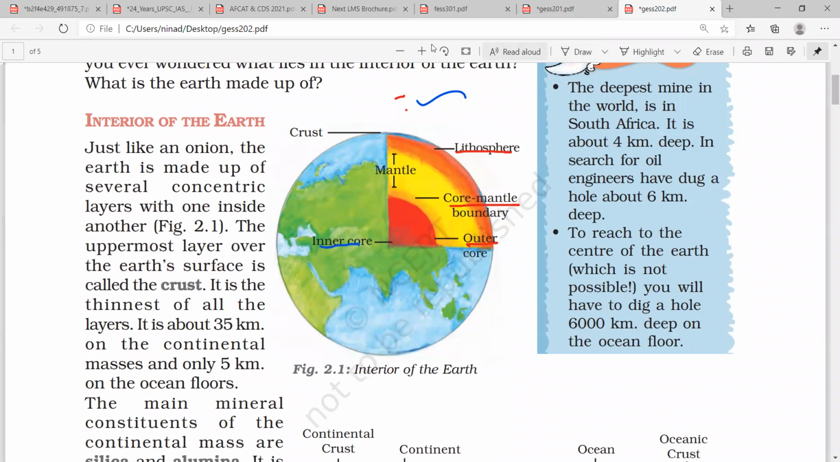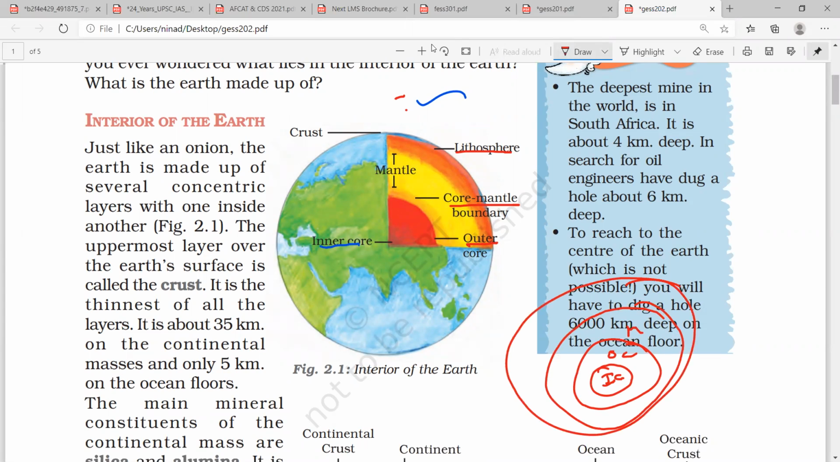It is very simple. Don't complicate it with this diagram. The inner core is there. Then you have the outer core. Then you have the mantle. Then you have the crust. These layers you have to draw.